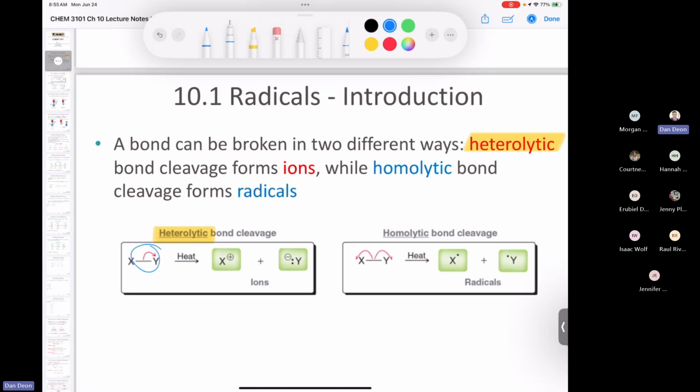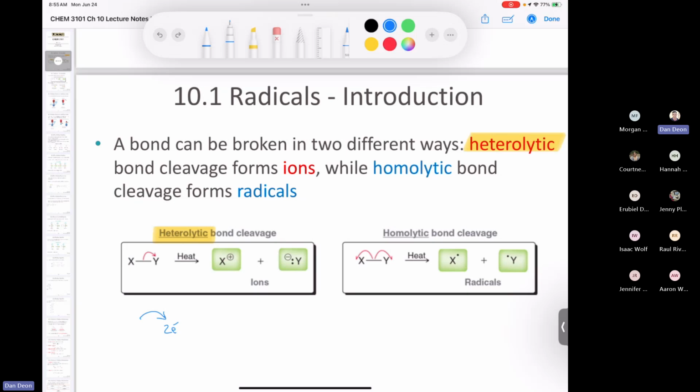What happens in heterolytic bond cleavage is you use a double-headed arrow, which is the arrow that we've been using the entire class, okay? Because when you have a double-headed arrow, it represents the flow of two electrons. And so both of the electrons end up on one atom to make an anion, and the other one is left over as a cation. So that's heterolytic bond cleavage. You've seen it many times in our mechanisms.